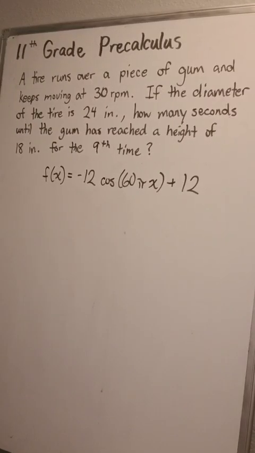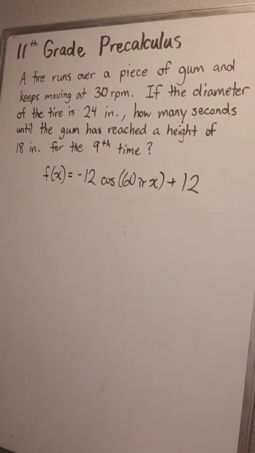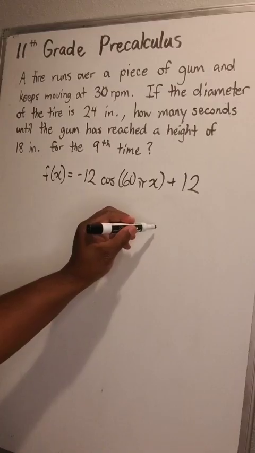Okay, so now we have established our function and we can go back to what the question is asking for, which is how many seconds until the gum has reached a height of 18 inches for the ninth time.